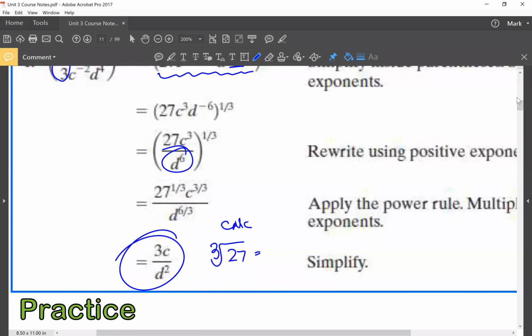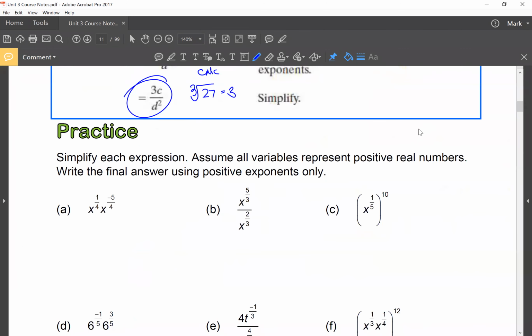You can do this on your calculator. It's just 3. If you guys are wondering where the 3C comes from, it's because I take the cube root of it. Okay, let's do some together.